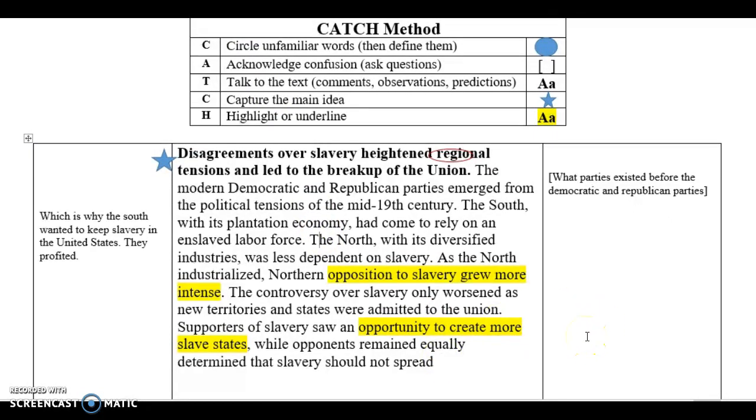And there we have it, using the CATCH method to annotate a text.